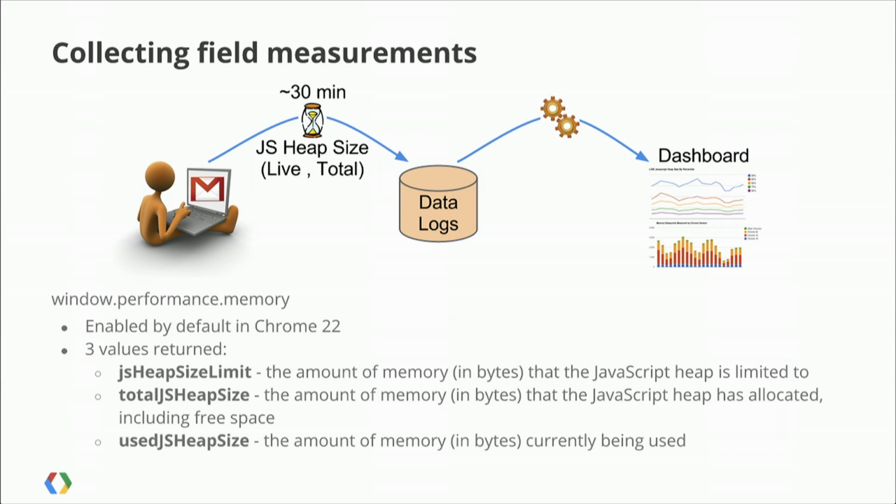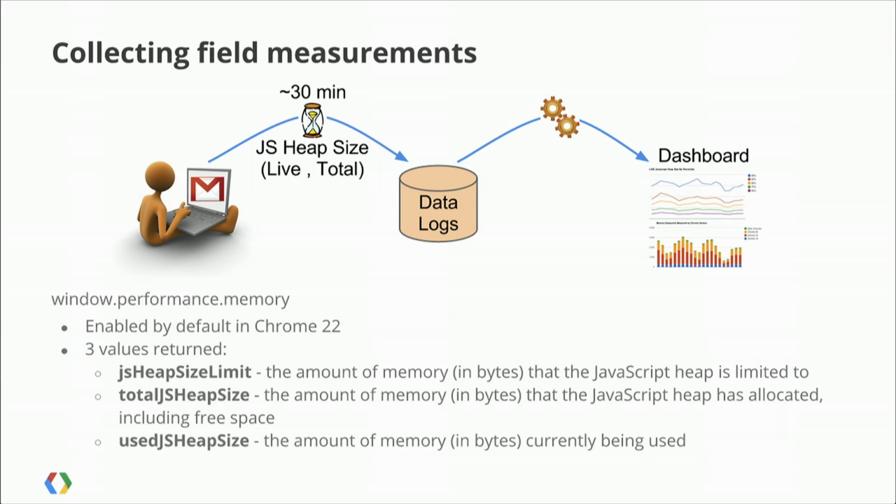So what the performance.memory API does is it returns 3 values. It tells you the JS heap size limit, which is the total amount of memory available for JavaScript. So this is the upper limit. And then it tells you the total JS heap size, which is the amount of memory that has been allocated so far, including the free space. So this is including memory that has already been GC'd.